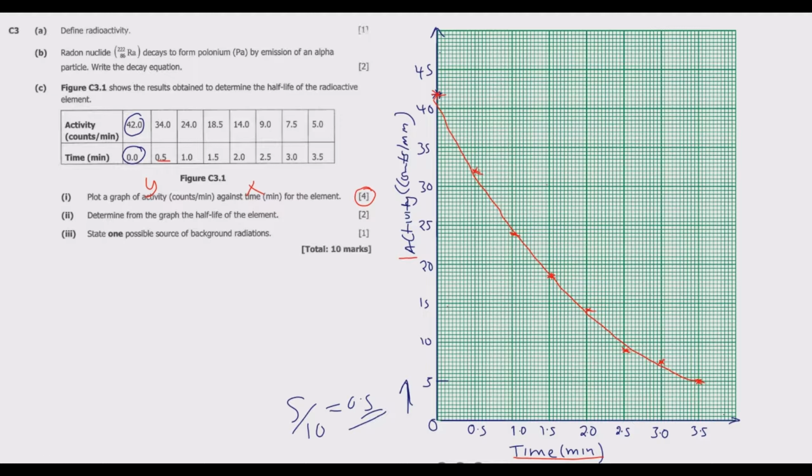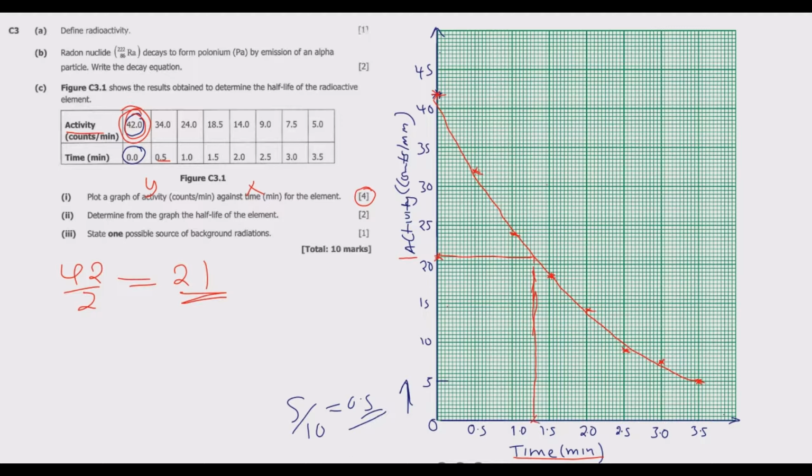Determine from the graph the half-life of the element. So from the graph, we are starting with 42. What time would it take for the activity to reduce to half of 42? Half of 42 is 42 divided by 2, which is 21. So at 21 counts per minute, what time has elapsed? 21 is here, then you come and join this point, and then you read down here.